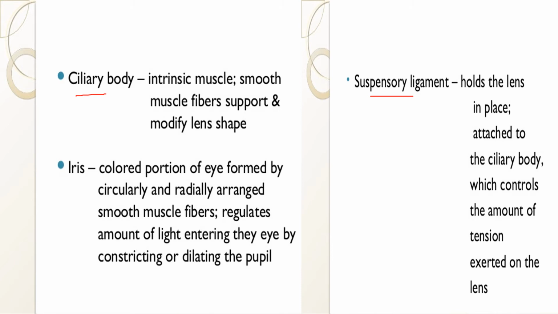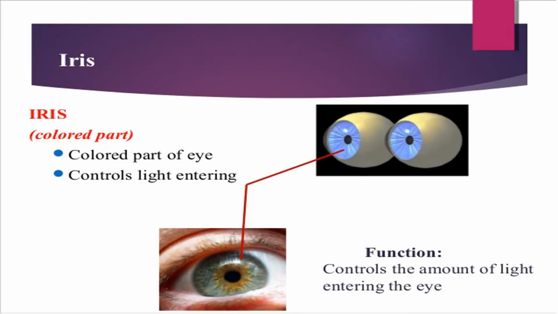Now coming to the last part of the middle layer, that is the iris. The colored pigmented circle of the eye is called the iris. It is present between the cornea and the lens. This colored part of the eye is called the iris, and it controls the amount of light entering the eye.